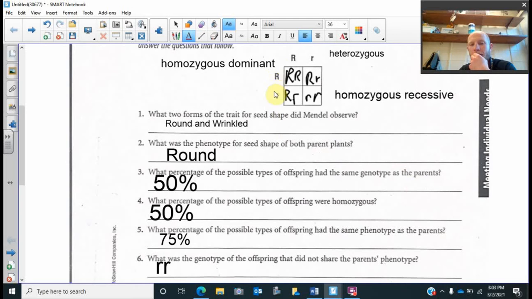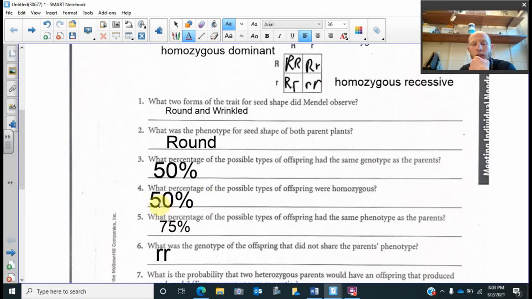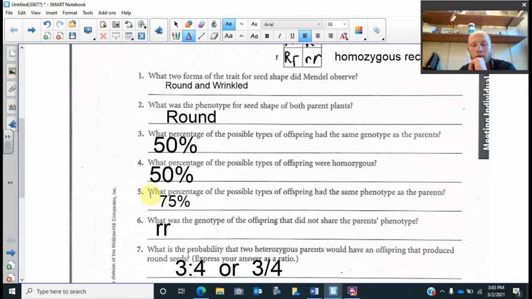So this parent here has big R, little r. This parent has big R, little r. So 1, 2, look the exact same as this parent. So 50%, 2 out of 4, right? Number 4 says, what's the percentage of the possible types of offspring that are homozygous? So we already said this guy's homozygous and this guy's homozygous. So 2 out of 4, that's 50%.